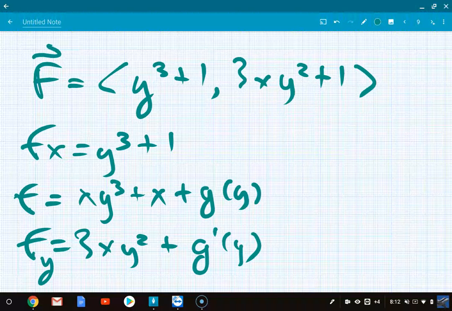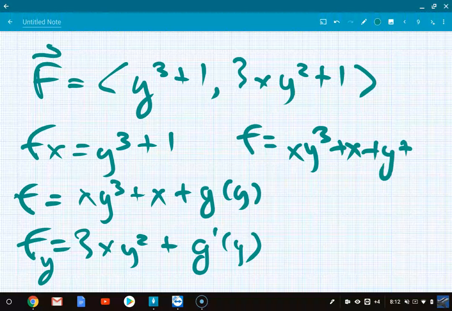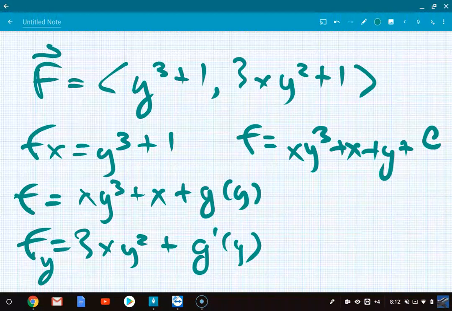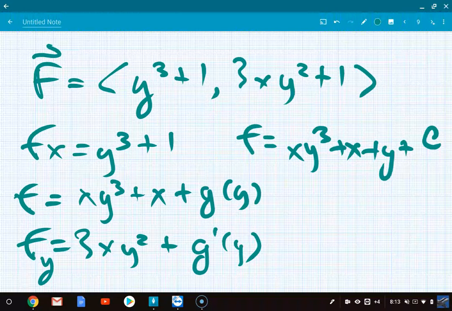Okay? So that's f. So f turns out to be xy cubed plus x plus y plus a constant, whatever it is, some real number. I don't know what it is. Now let's check it. Is the first partial of this f with respect to x the y cubed plus 1? Let's just check our work. Take the first partial with respect to x, do you get y cubed plus 1? You do, right? Okay. Take the first partial with respect to y, do you get 3xy squared plus 1?